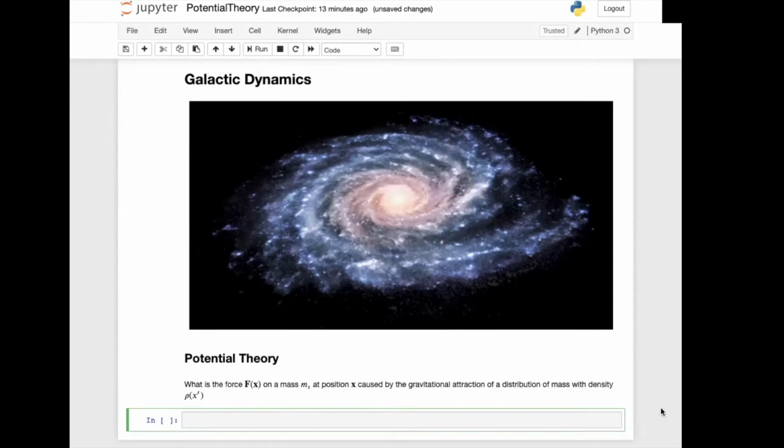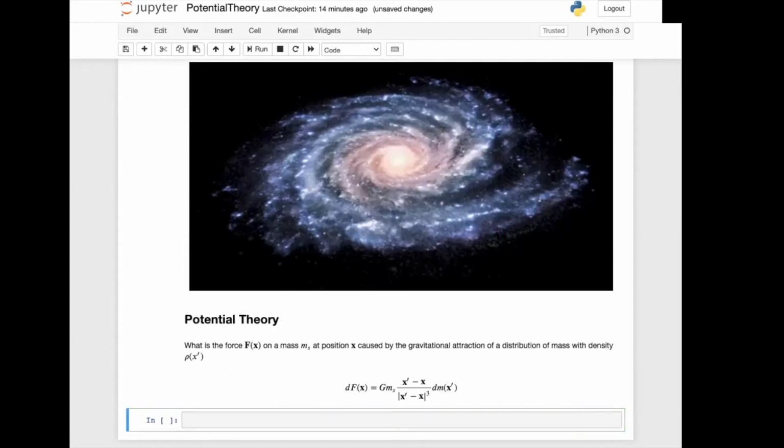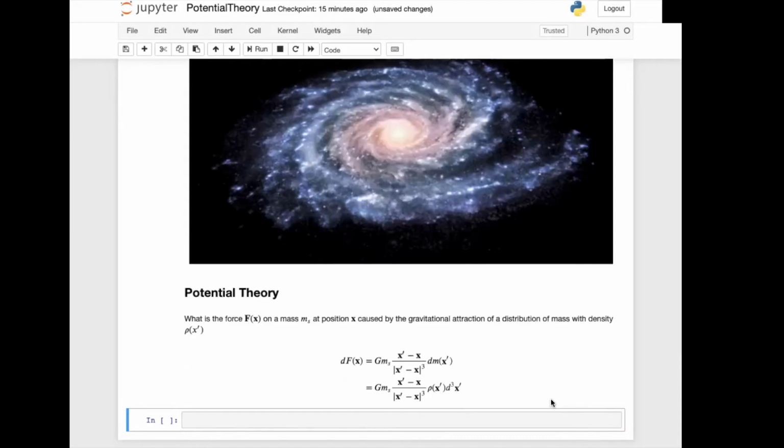So to start, what is the force F on a mass m at a position x that is caused by the gravitational attraction of a distribution of mass with density rho? According to Newtonian gravity, the force is obtained by summing the small contributions. So you can divide this distribution of mass into individual parcels of infinitesimal mass dm, and you can then substitute each one of these individual masses by rho times dV, the differential volume, and sum up all the small contributions.